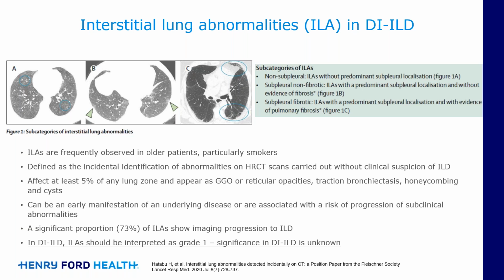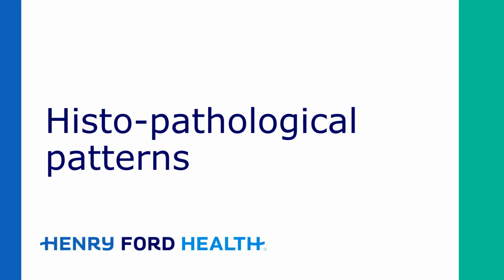In drug-induced lung disease, if you were to find patients who are asymptomatic and have interstitial lung disease changes, these would be categorized as grade 1, so just asymptomatic patients. And it's unclear what interstitial lung abnormalities mean in drug-induced ILD patients. How many of these are going to progress has not been specifically studied in the context of drug-induced ILD.